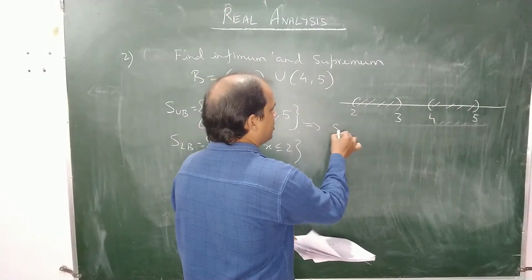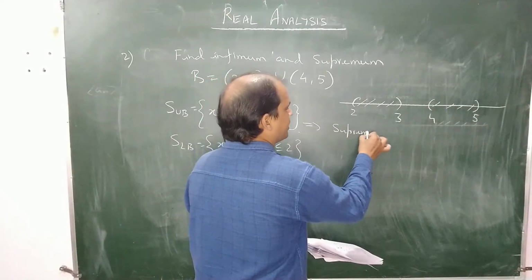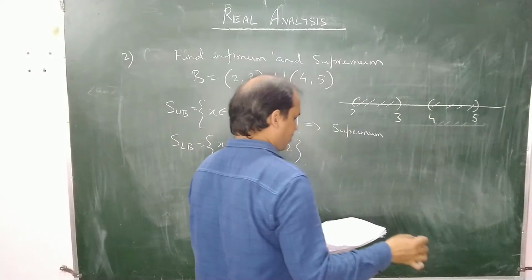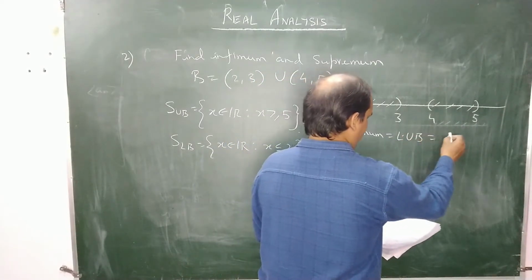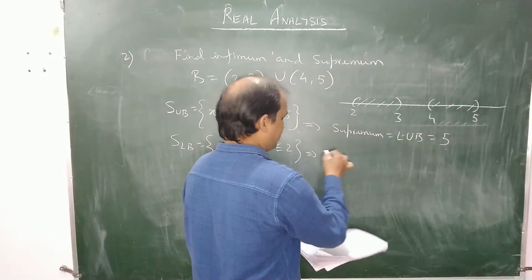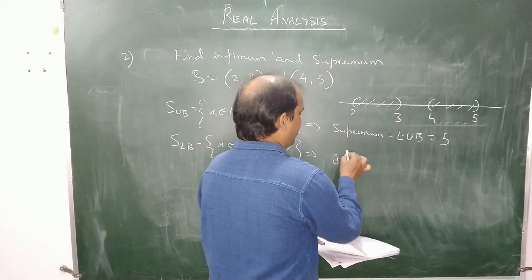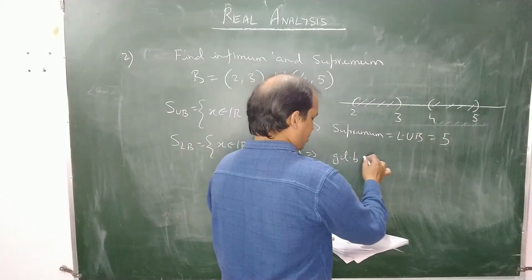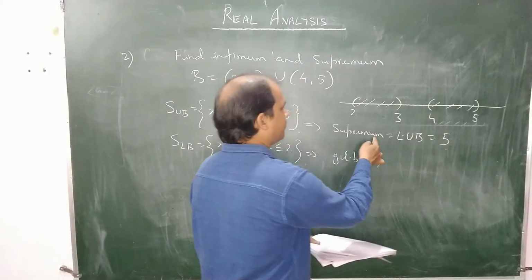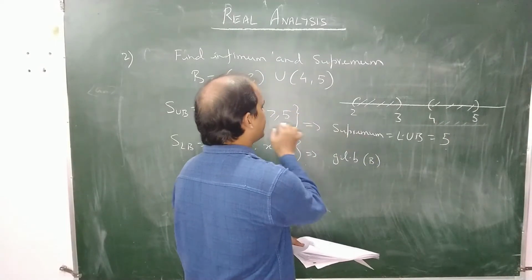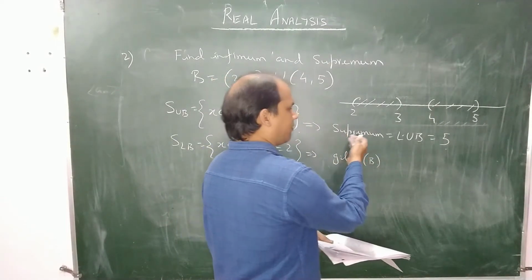This implies that the supremum of set B, or one can say the least upper bound, will be 5, and similarly the greatest lower bound of this set B is the infimum of the set. So in short we are writing this one.